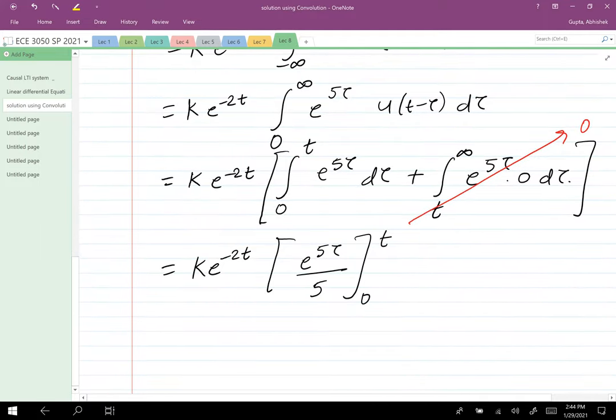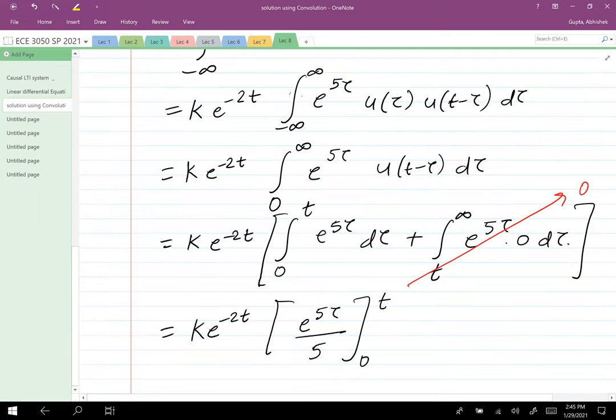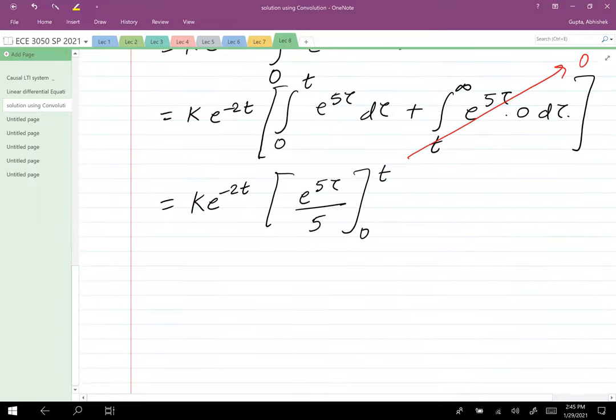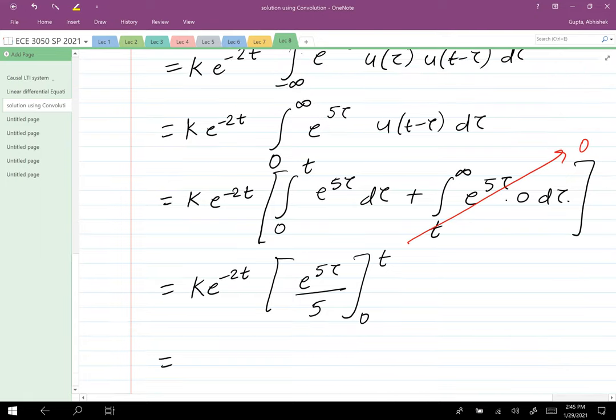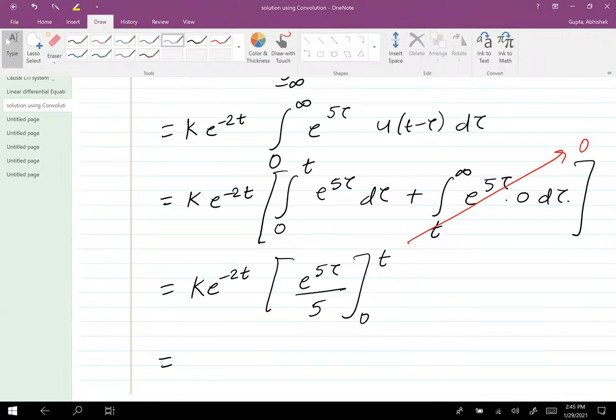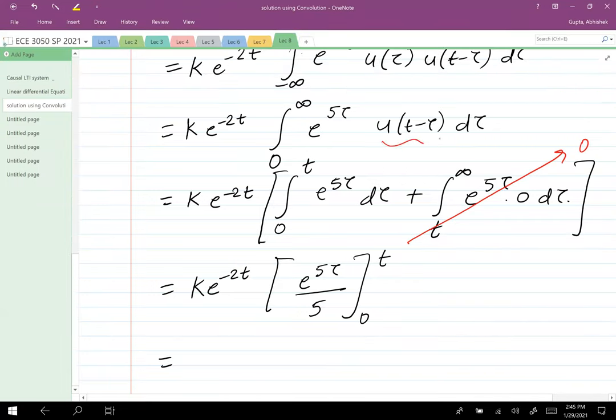Okay, maybe I'm going too fast. Any questions so far? I'm just going to compute what the value is going to look like. No questions? I have a question. Why is the integral from t to infinity of e to the 5 tau multiplied by 0, where did that 0 come from? Because u of t minus tau, so when tau is between t and infinity, u of t minus tau is 0. Oh, okay.